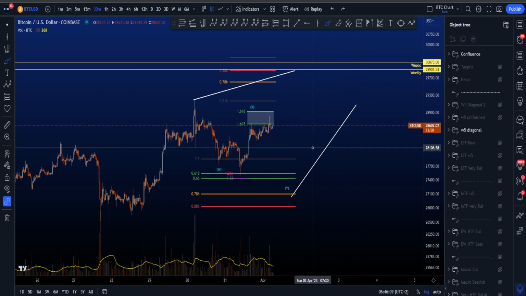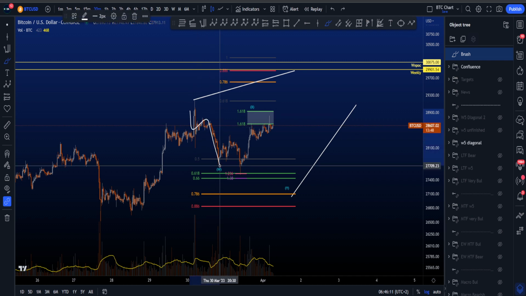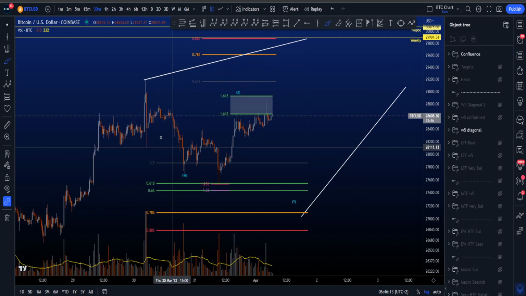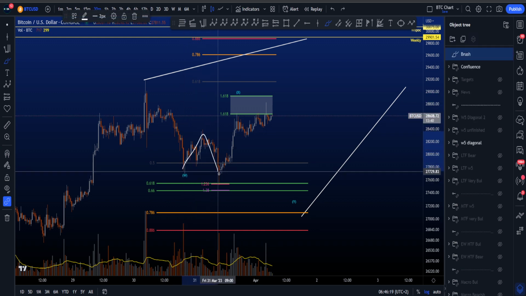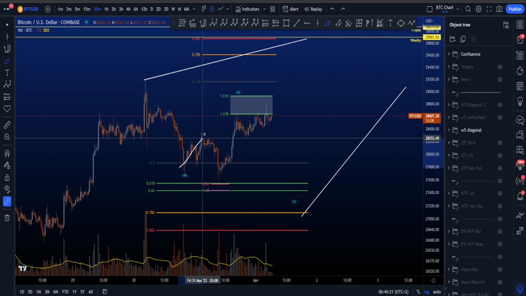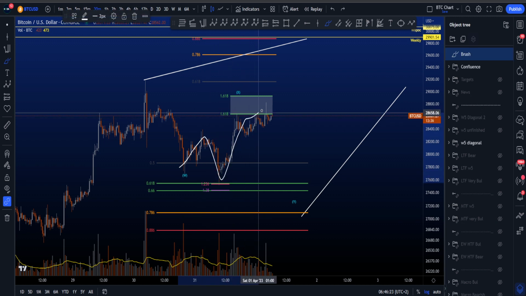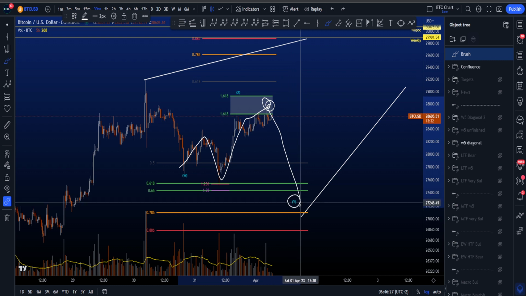But we shouldn't forget about the scenario where this can still be a 3 wave structure, because if we do zoom in, this is a zigzag by the looks of it on a very low time frame. Then we have another 3 wave structure. This can be an A, B expanded flat C, or a C ending over here, before we then find more downside in a wave Y.